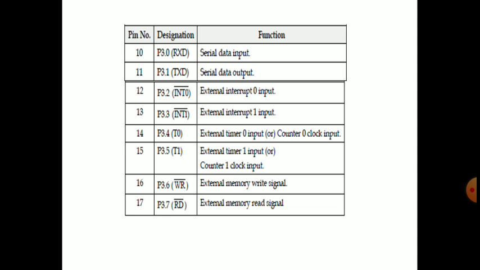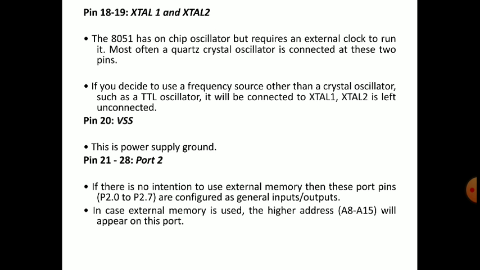This is the table: RXD, TXD, INT0 bar, INT1 bar, T0, T1, WR bar and RD bar, and external 1 and external 2. A crystal oscillator is connected to these pins for the clock signal. If it is not a crystal, then we use a TTL oscillator, and then we can use only the external one pin. Then VSS is the power supply ground, and pins 21 to 28 are port 2.